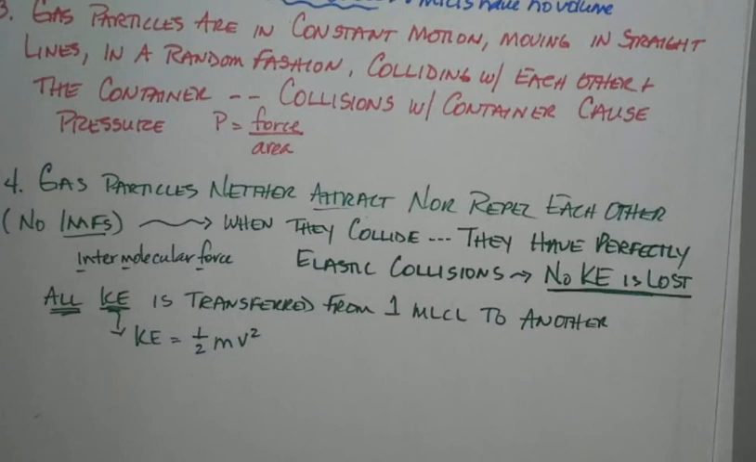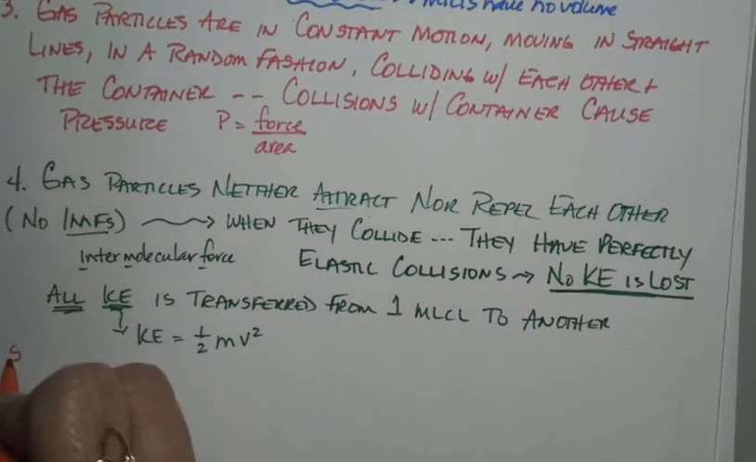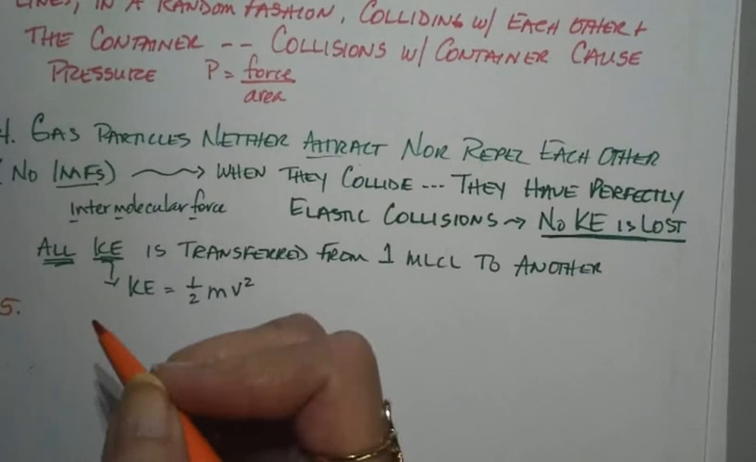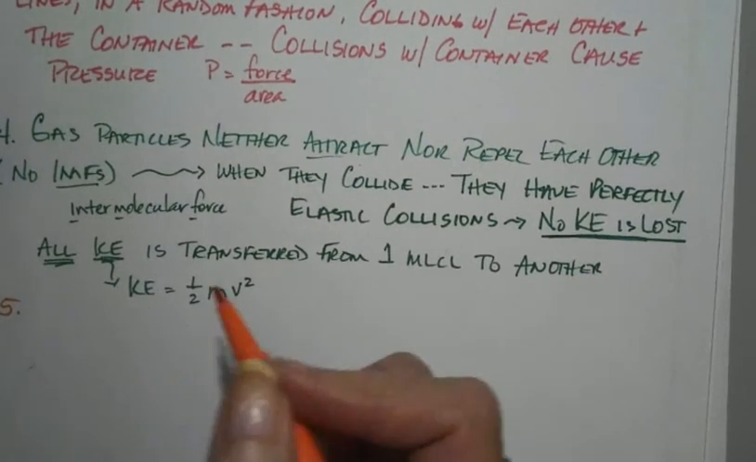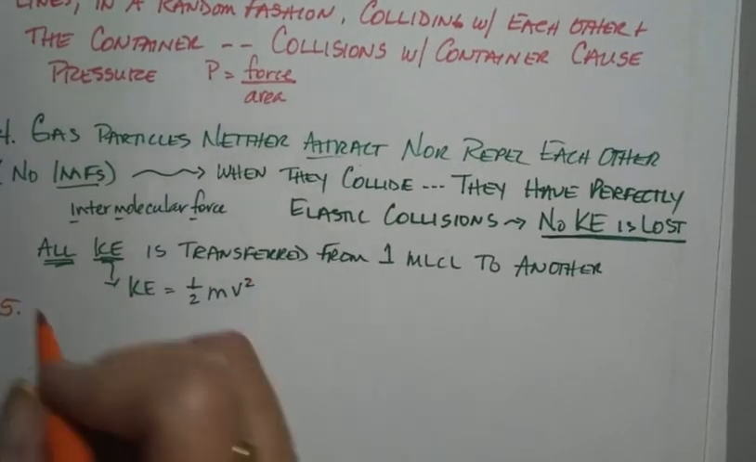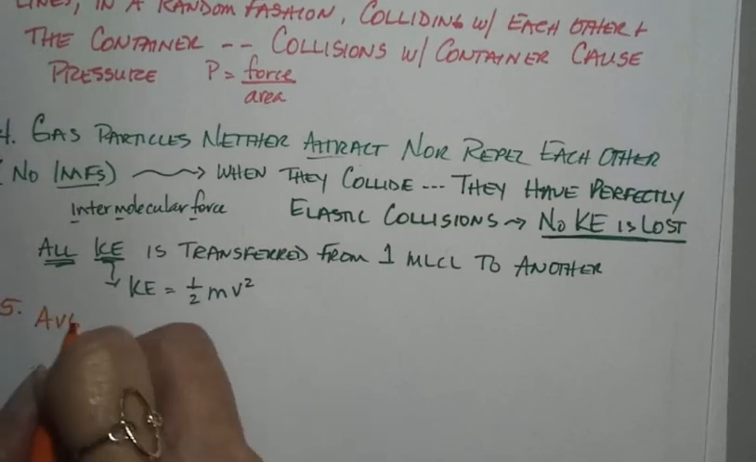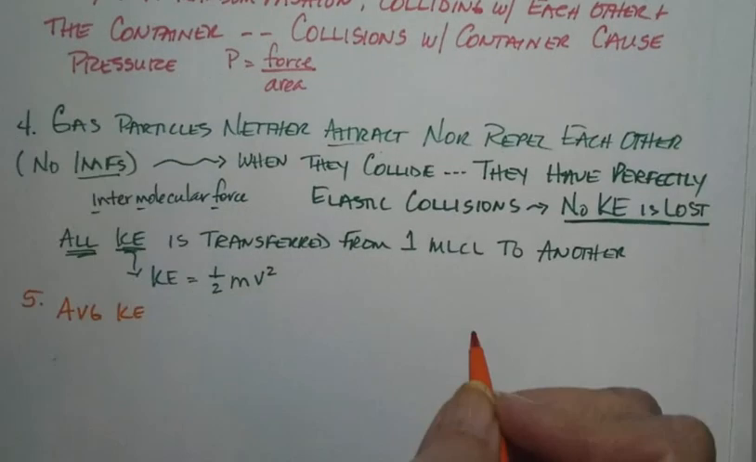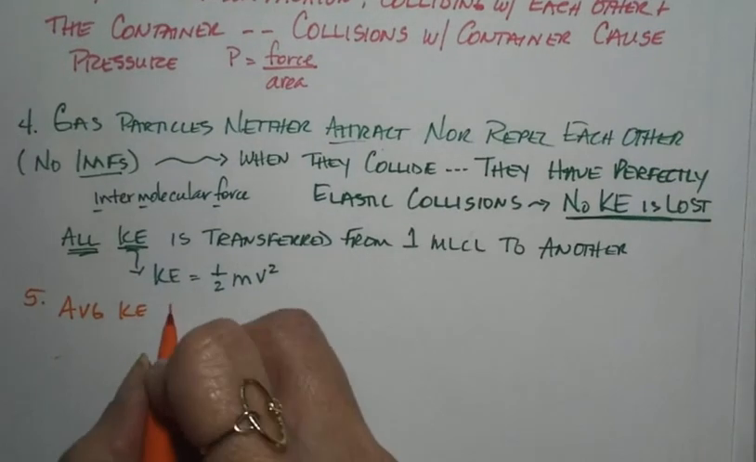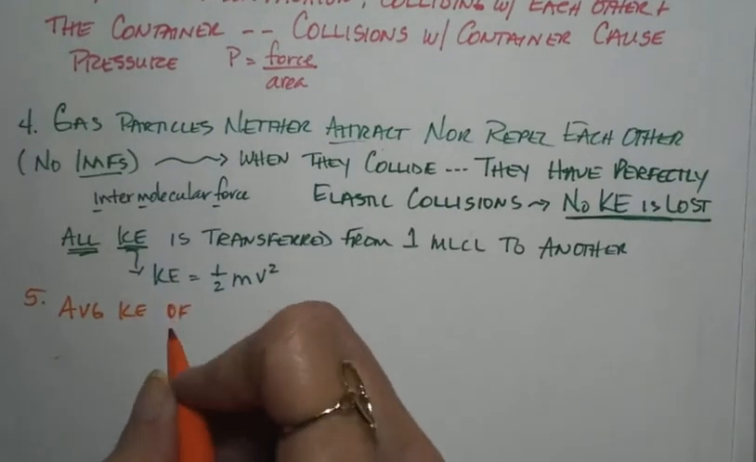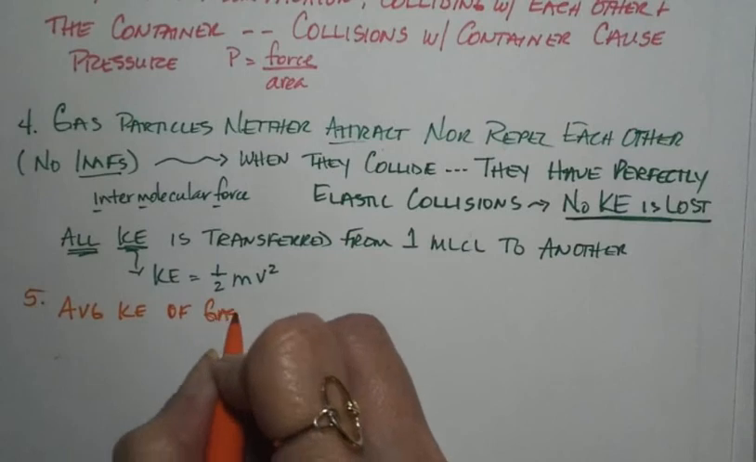Number 5 on the ideal gases with the kinetic molecular theory is that the average kinetic energy of the gas is proportional to the Kelvin temperature.